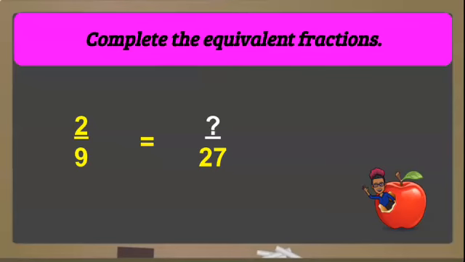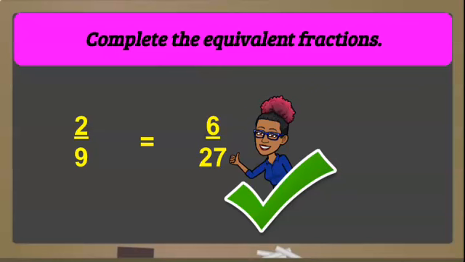Let's complete the equivalent fractions. 2/9. We look at our denominator 27, so that means we multiplied. So what will be our equivalent fraction? We have to know what we multiplied 9 by to get 27, and do the same thing, multiplying that number by 2 to get our numerator. So we multiplied by 3. So 2 times 3 is 6, and 9 times 3 is 27, to get our equivalent fraction of 6/27.